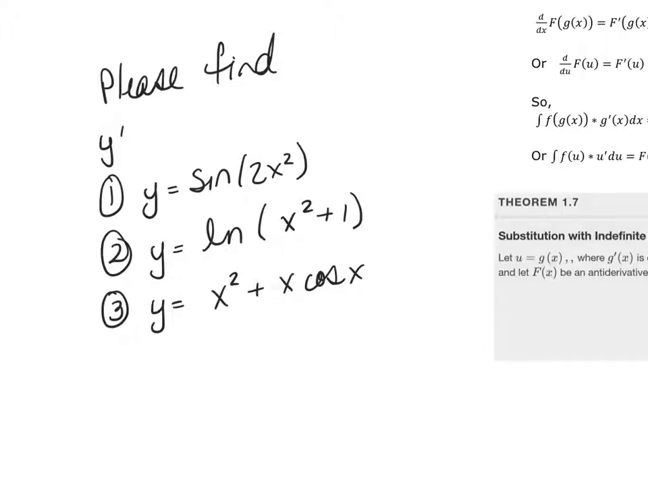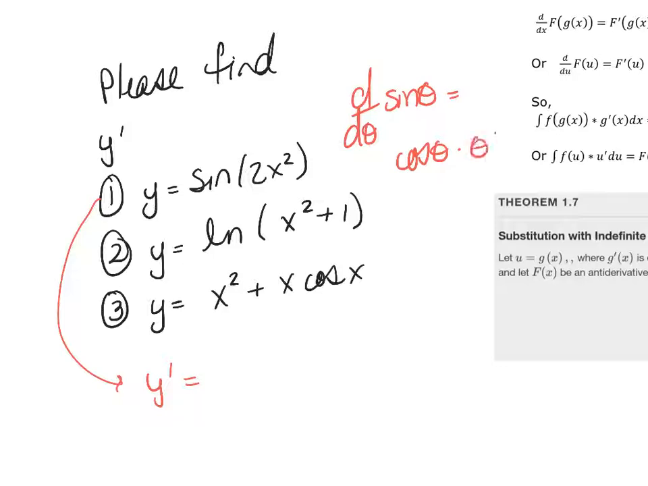Okay, so our very first one then is y prime is equal to, remember I'm doing d theta of the sine of theta is equal to the cosine of theta multiplied by the derivative of the angle theta. And so it's going to be 4x, because that is the derivative of the angle, times the cosine of 2x squared. Does anyone have questions on that one?